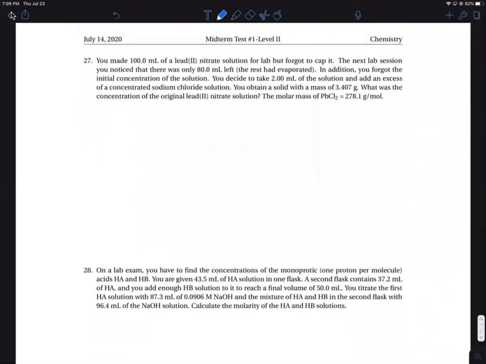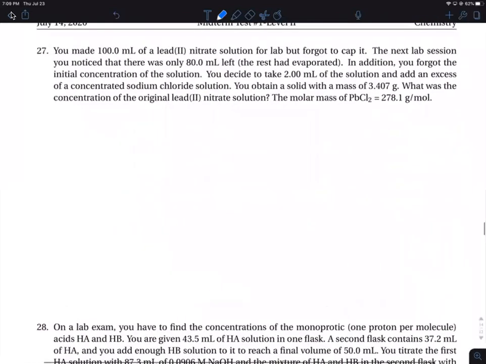For number 27, let's write out this reaction. So it's lead 2 nitrate, and then what was the concentration of the original lead nitrate?